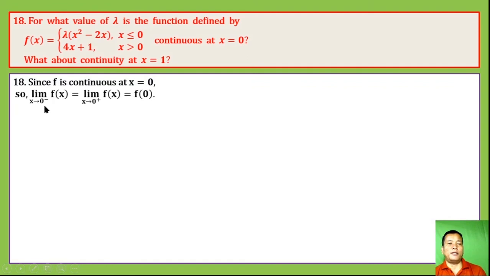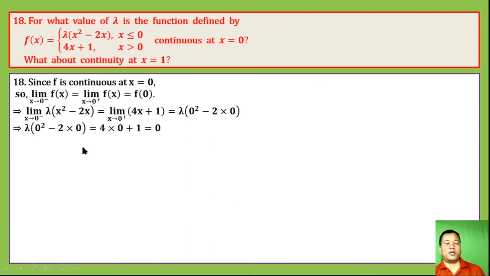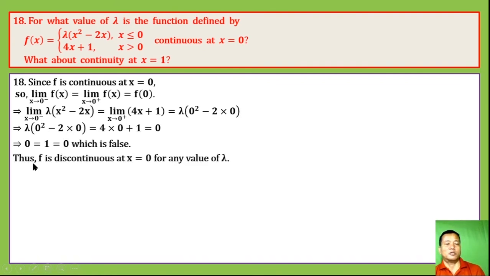Since f is continuous at 0, left limit at 0 equals right limit at 0 equals f of 0. Putting the respective values we get 0 equal to 1 equal to 0, which is false. Thus f is discontinuous at 0 for any value of lambda.